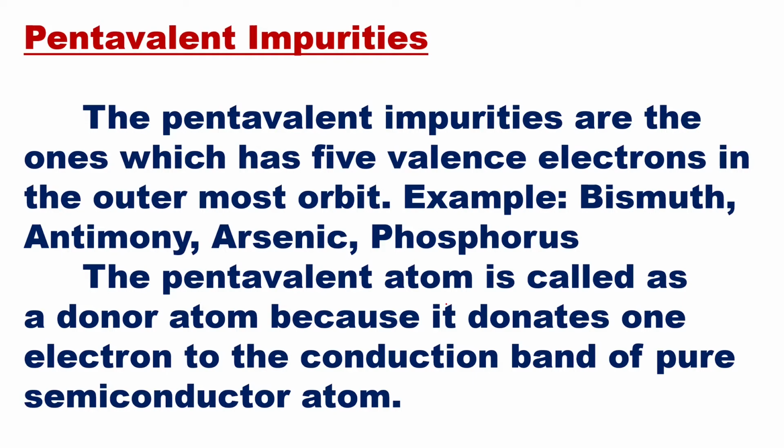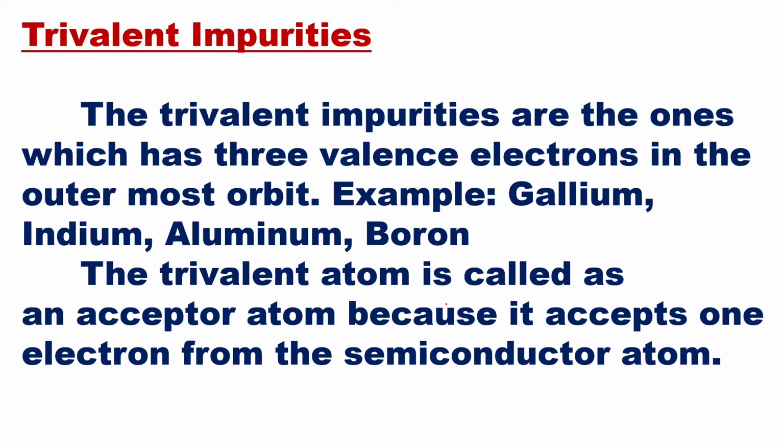Afterwards, we'll see that it donates 1 electron to the conduction band of the pure semiconductor atom. Now, a trivalent impurity: trivalent impurities are the ones which have 3 valence electrons in the outermost orbit. Examples of these materials are gallium, indium, aluminium, and boron. The trivalent atom is called an acceptor atom because it accepts 1 electron from the semiconductor atom, and it will give you more holes.